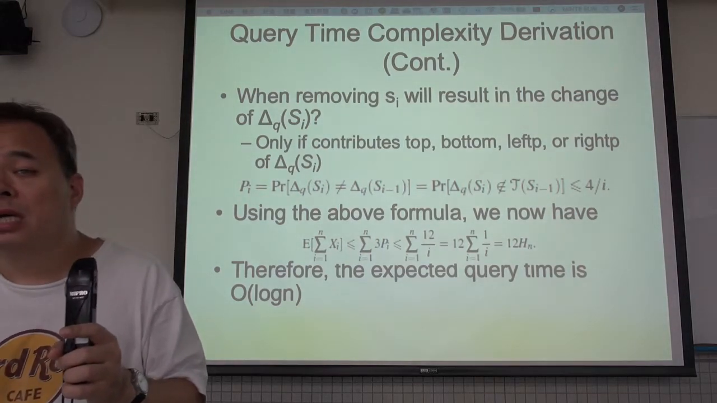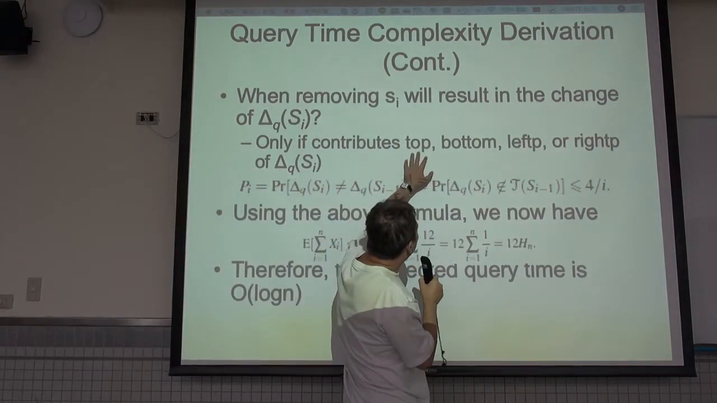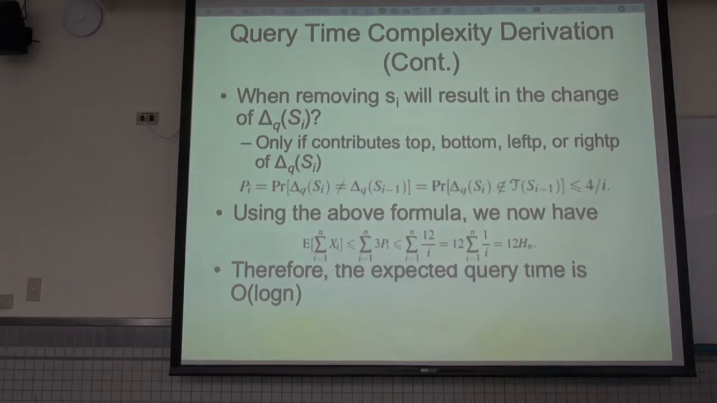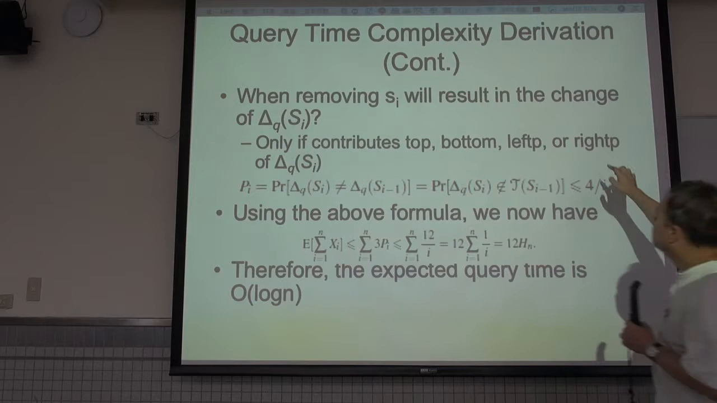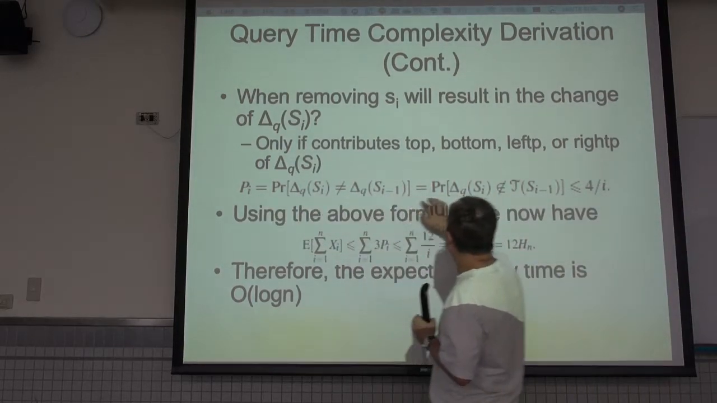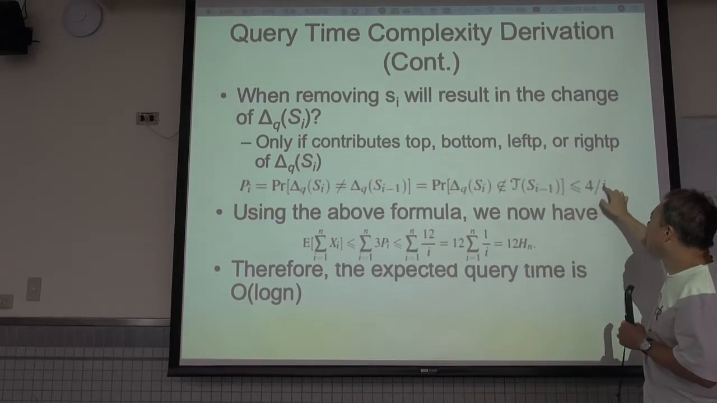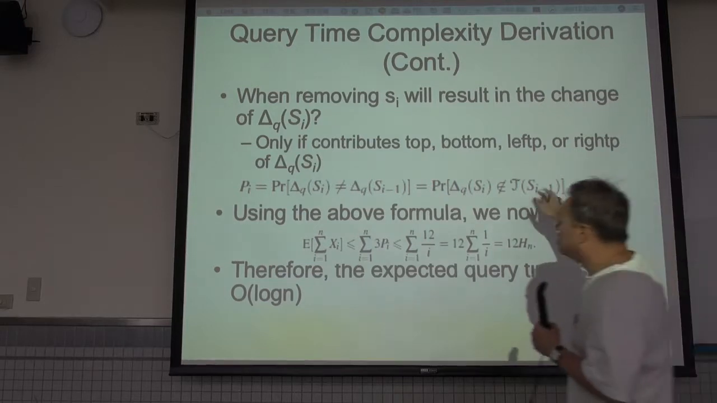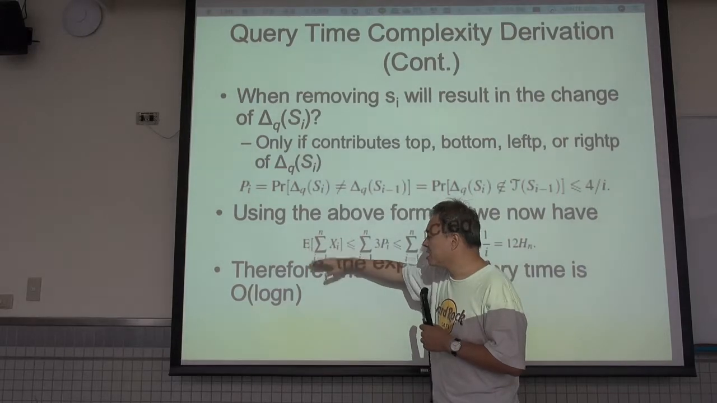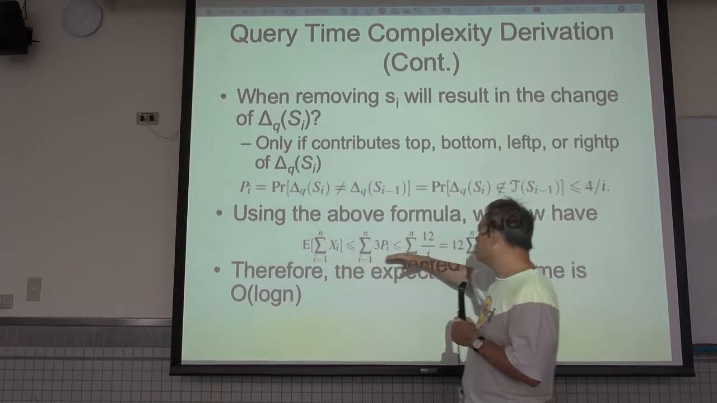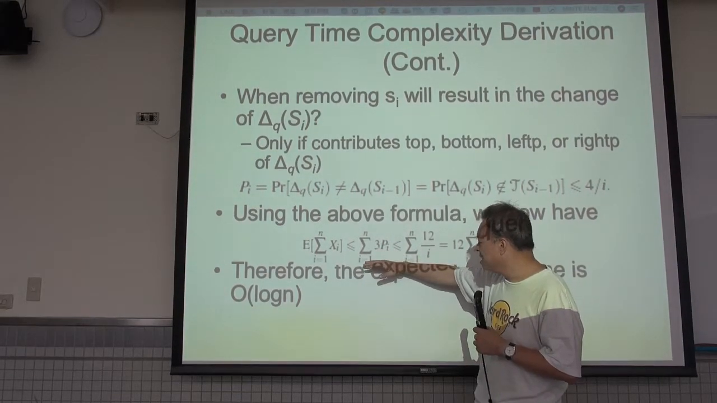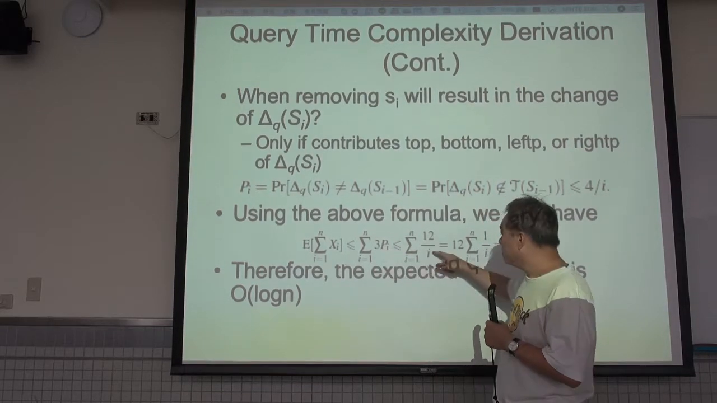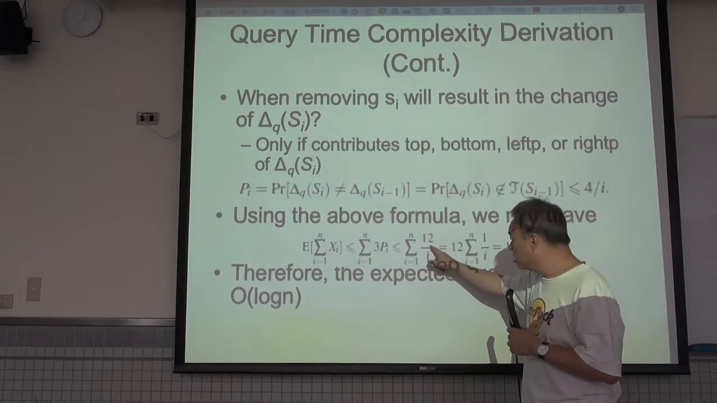But we have these four cases, right? Top is 1 over i, bottom is 1 over i, left p is 1 over i, right p is also 1 over i, right? So total will be 4 over i. So p_i is less than or equal to 4 over i. Using the above formula, the expected length of the search path is less than or equal to the summation of 3 p_i, which is less than or equal to 12 over i.